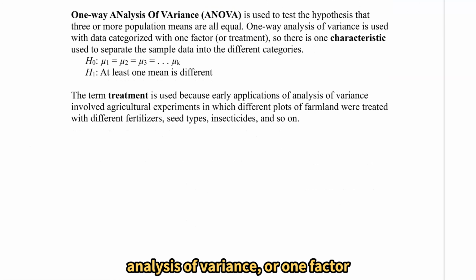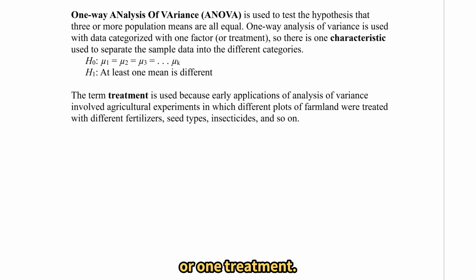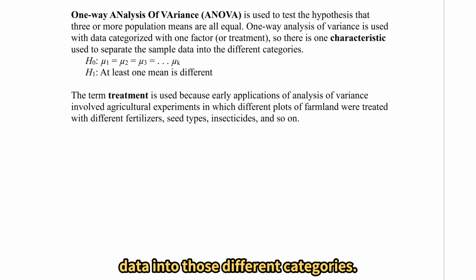So one-way analysis of variance, or one-factor analysis of variance, is used to test the hypothesis that 3 or more population means are all equal. One-way ANOVA is used with data categorized with one factor or one treatment. So there's one characteristic used to separate the sample data into those different categories.